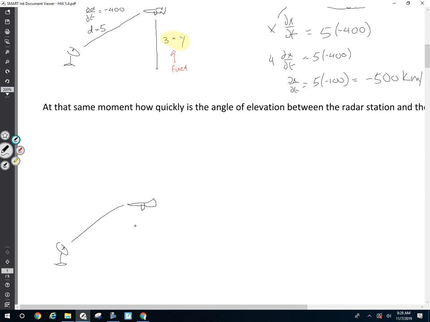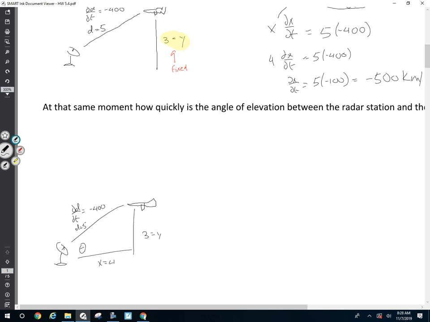Okay. The plane is 3 miles off the ground. It's fixed. We got an angle here that's changing. We know how quickly the hypotenuse is changing. And I know the length of my hypotenuse, but I also know, from the last problem, that horizontal distance at this moment.